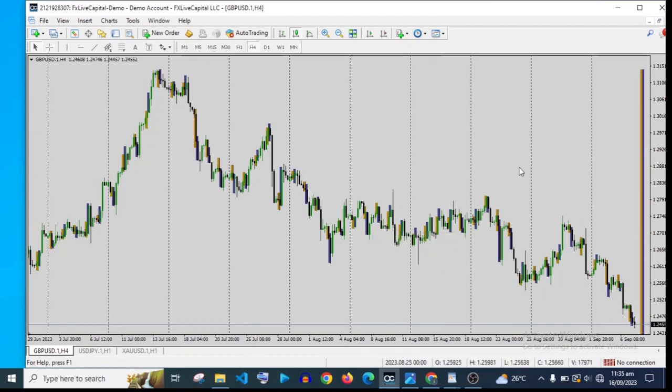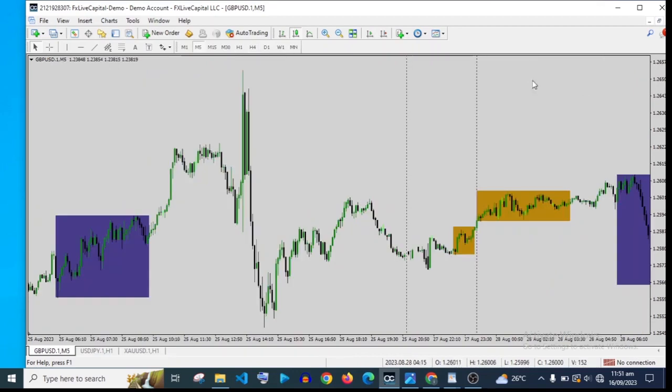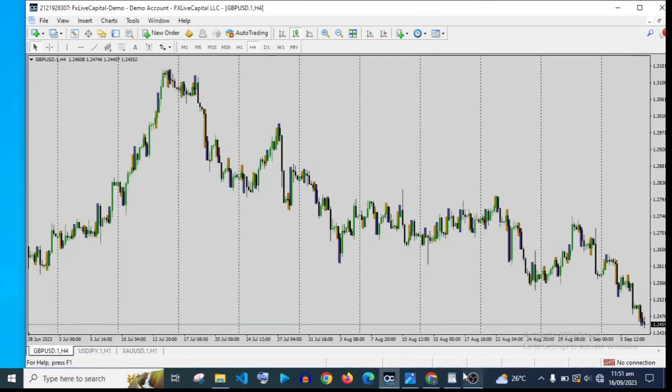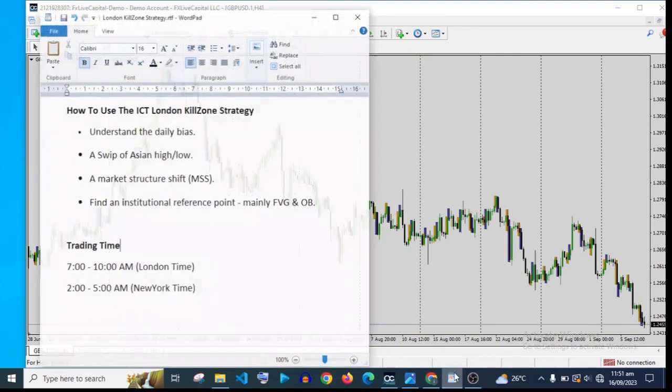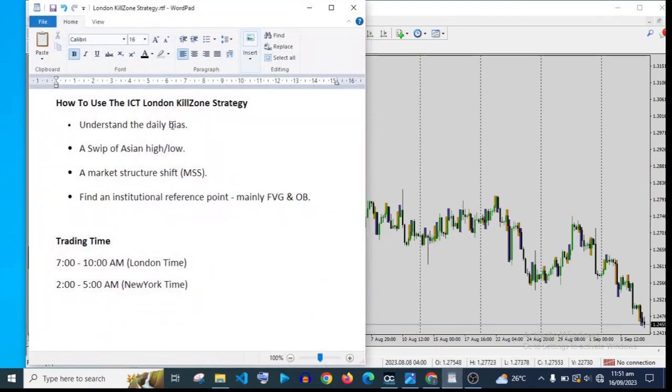So, now let's dive into the main matter of today, which is how to use the London Kill Zone strategy effectively. So now we need to come over to the chart and start looking at how to really use this strategy. Okay? So I think it's important before we even start looking at the chart, let me show you guys the highlights of how to use this strategy.